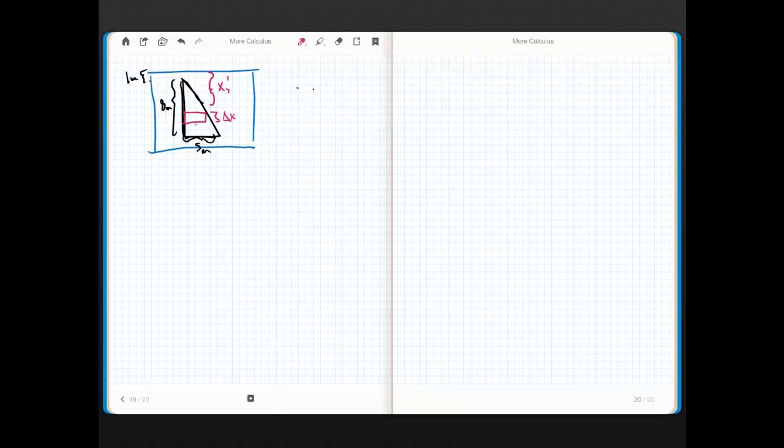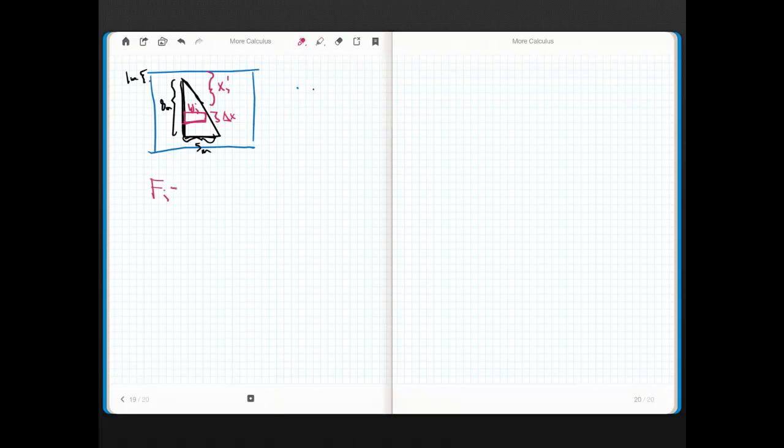Now, here's where it gets nastier, because I need a width, which I'm going to call the ith width, w sub i. Do you see how that width changes the deeper I go? It's going to get bigger. If I go more shallow, it's going to get less wide, right? So we're going to need some way to relate w sub i to x sub i. But before we get crazy, let's just write up what we know.